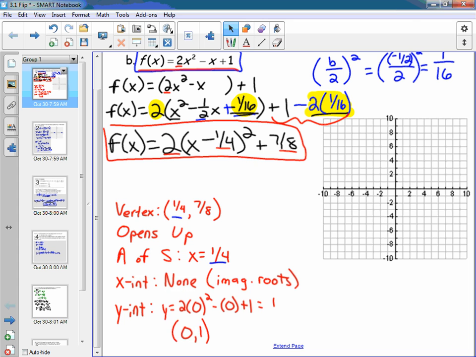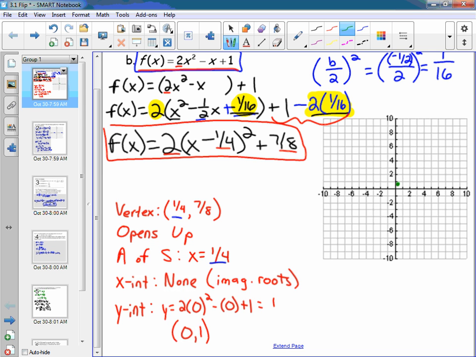So if we look at a graph of this, not the easiest one to graph because of the unfriendly values of the vertex, but we have a vertex at (1/4, 7/8), so that would be somewhere here. All right, (1/4, 7/8) there. We know we have a y-intercept at (0, 1), which I really can't plot all that well there.